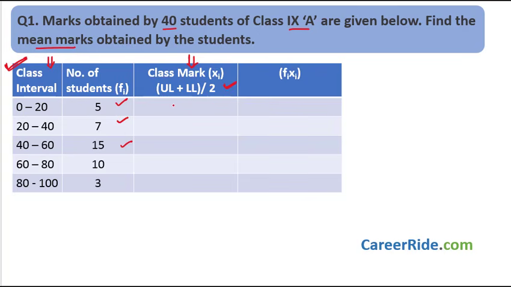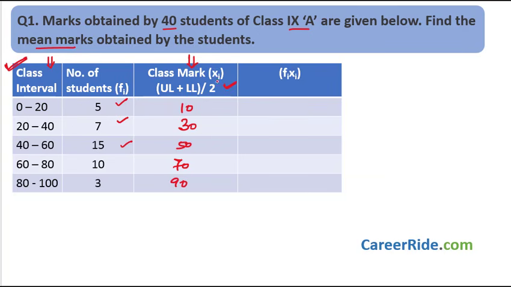So for the first case, it is 20 plus 0 by 2. That is 10. The second one becomes 40 plus 20 by 2. This is 30. This is 50. This is 70 and this is 90. Pretty easy to find, right?